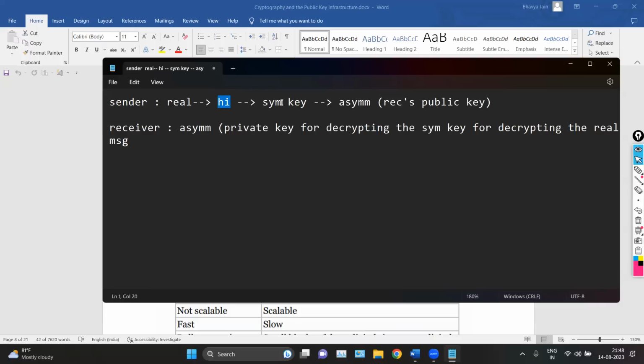Then I will use that key for decrypting this high message. Let's say the ciphertext is anything, let's say this one is the ciphertext. Now this is received by the receiver, which is JHK, and I will use that symmetric key which I decrypted using my own private key, because I am using the asymmetric algorithm, and I am decrypting this high message. So this is the process. This is the combination of asymmetric and symmetric algorithms.